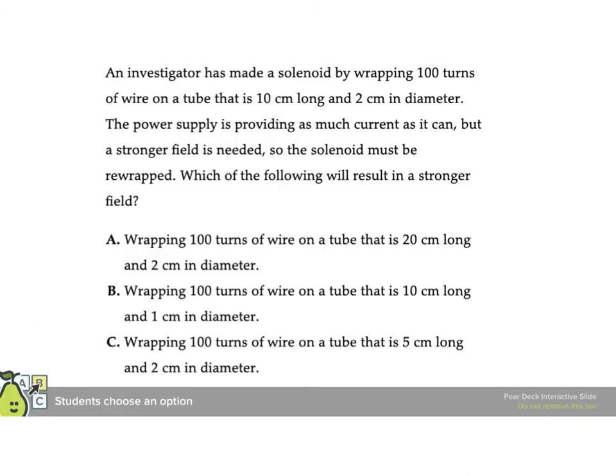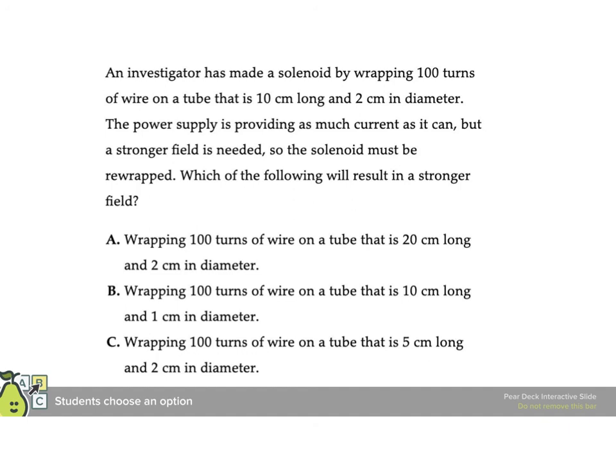All right, so an investigator has made a solenoid by wrapping 100 turns of wire around a tube that is 10 centimeters long and 2 centimeters in diameter. The power supply is providing as much current as it can, but a stronger field is needed, so the solenoid must be rewrapped. We have to make it a little bit stronger. Which of the following would result in a stronger field? That we wrap this same number of turns on a tube that is 20 centimeters long and 2 centimeters diameter, or 10 centimeters long and 1 centimeter diameter, or 5 centimeters long and 2 centimeters diameter.